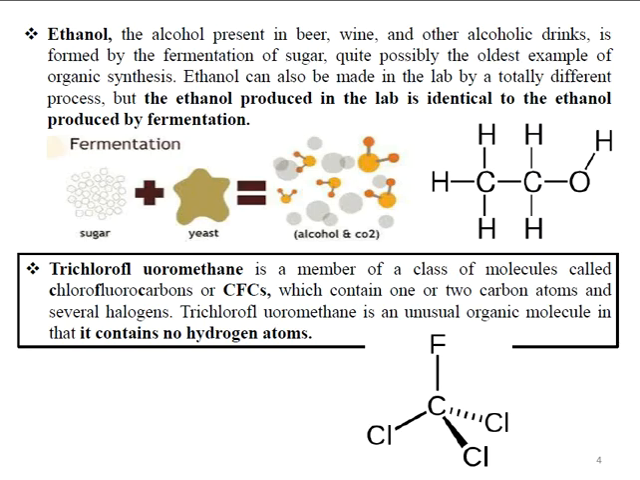The second one is ethanol, which consists of two carbon atoms and 6 hydrogen atoms with an oxygen atom, and also has different chemical and physical properties and different uses in our life. And the last one is trichlorofluoromethane, which is constituted from a carbon atom and 3 chlorine atoms with fluorine, and also has different chemical and physical properties and different uses in our life.